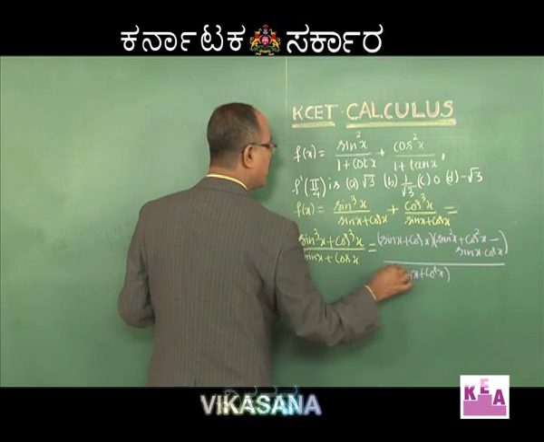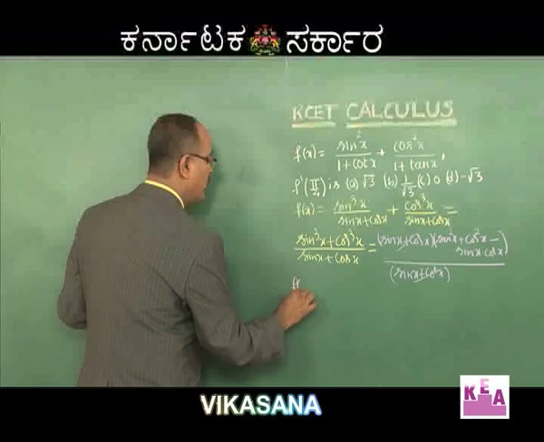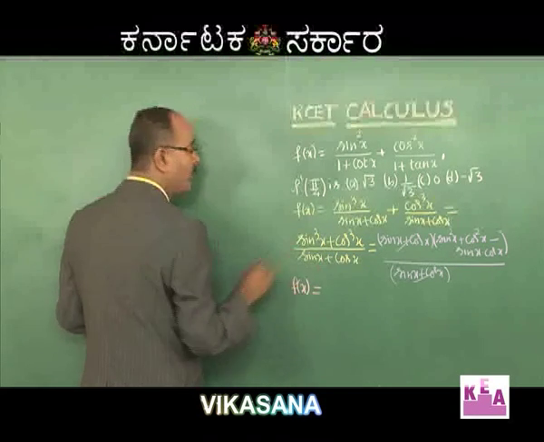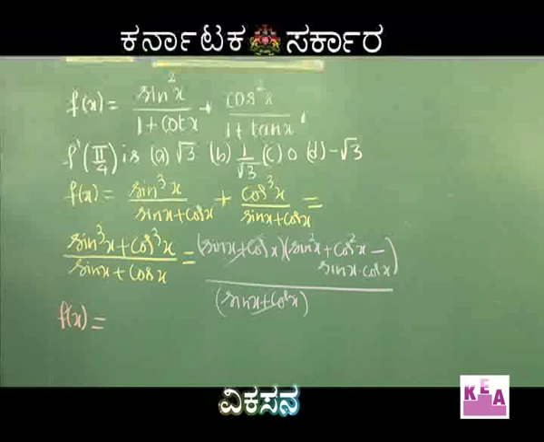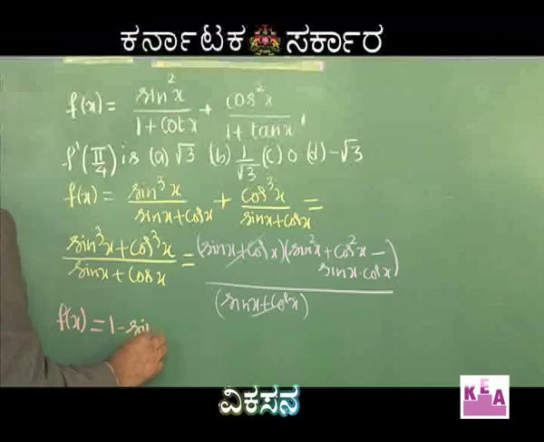So anything cancels, dear students? Yes, this cancels. What is sin square x plus cos square x? Sin square x plus cos square x is 1. So now what we will get? F of x is equal to, see, we will get 1 minus sin x cos x. 1 minus sin x cos x.